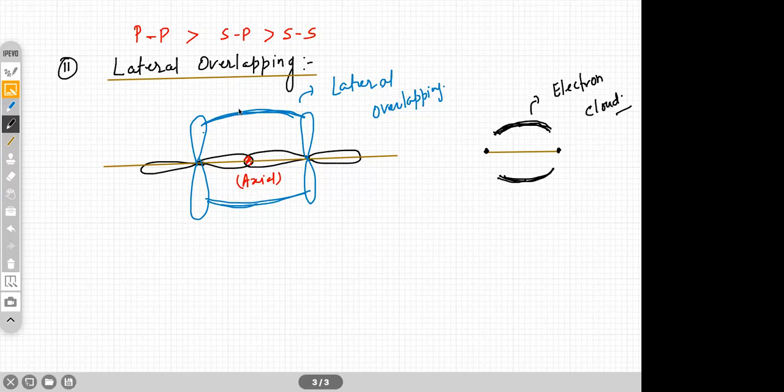Fine. So this is the electron cloud, this cloud that you have. This collectively gives one pi bond here. So a pi bond is something like this, if you can see me.